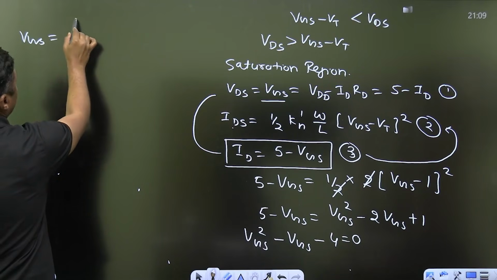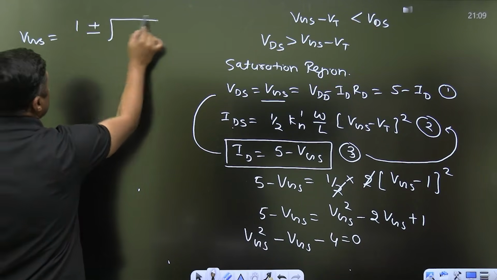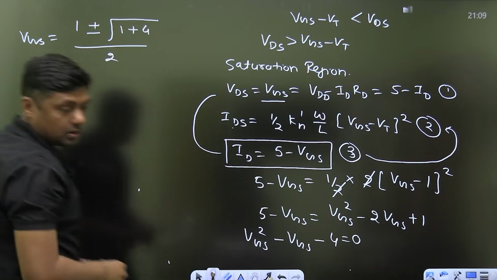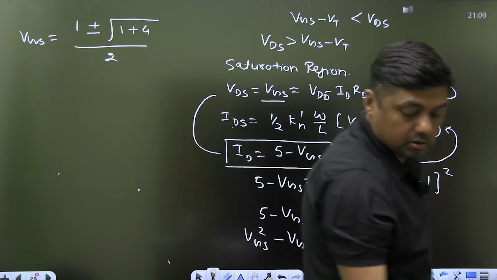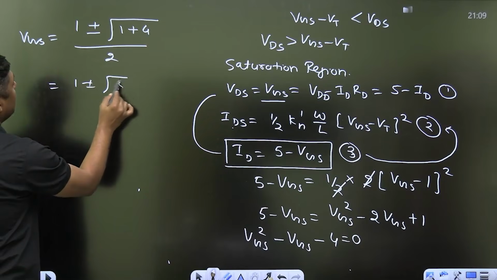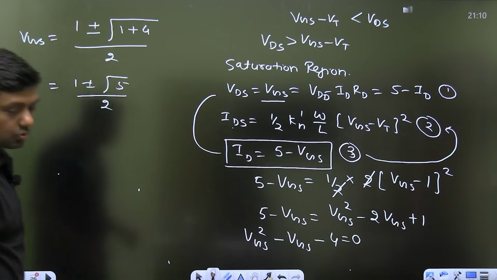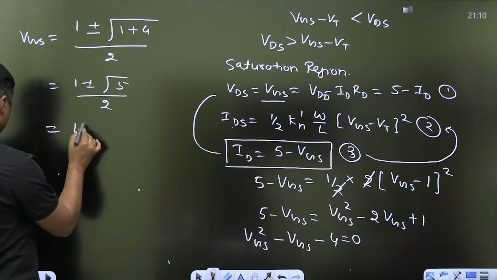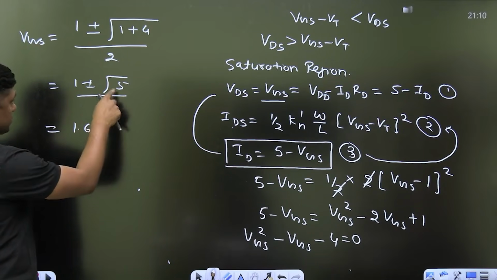Minus b plus minus root over b square minus 4ac upon 2a. So what is the answer here? 1 plus minus root 5 upon 2, guys. So this will become 1 plus root 5 upon 2, 1.61. Because when we are putting the negative value, this will give you the negative.